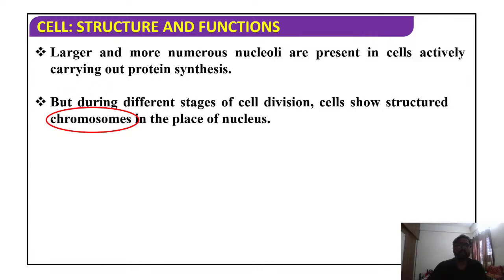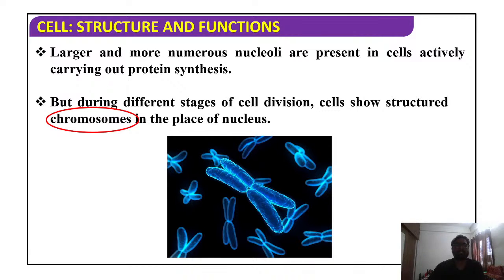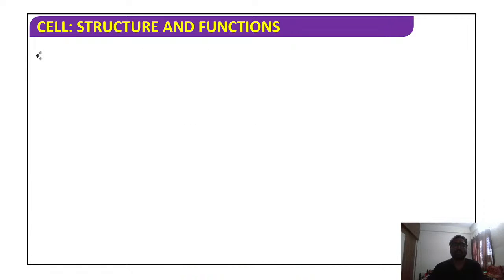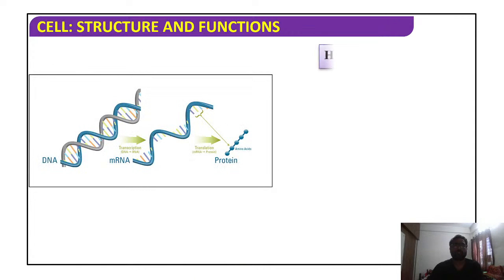Now students, larger and more numerous nuclei are present in a cell which generally carries out protein synthesis. But during different stages of cell division, cells show structured chromosomes in place of the nucleus, right? Yes, students, you can see the picture of the nucleus on the screen. Hope you all understand. Before going to chromosomes, it is a prerequisite for all of us to know what a nucleus is, right, students? During the dividing state, you can observe the nucleus.